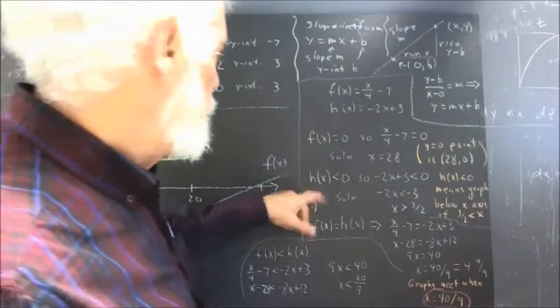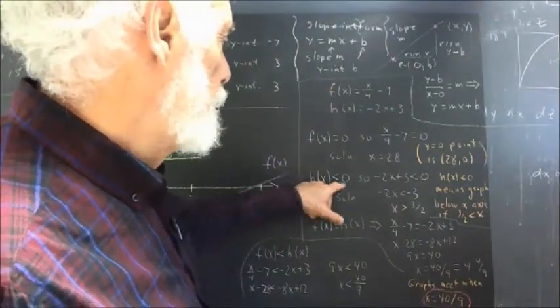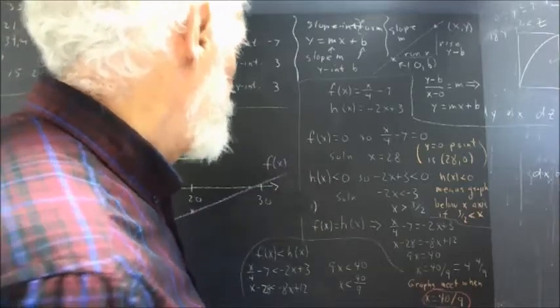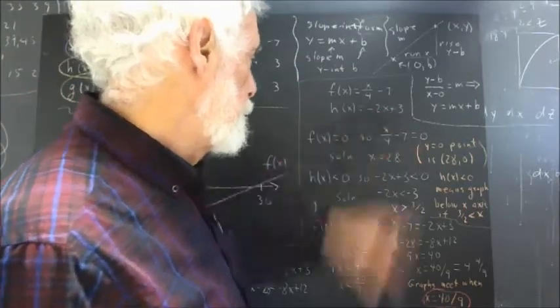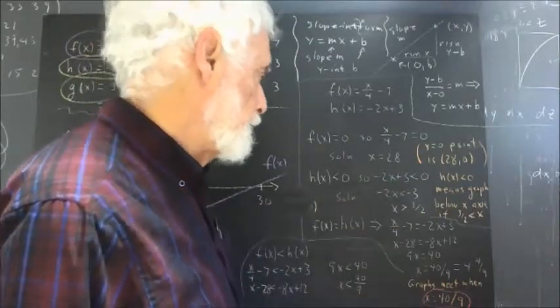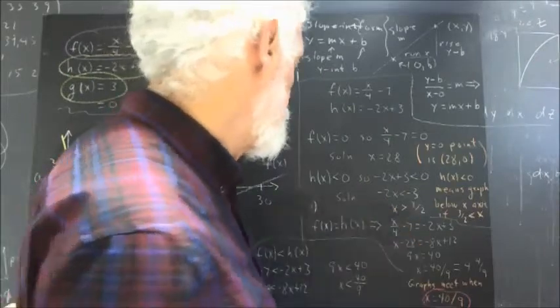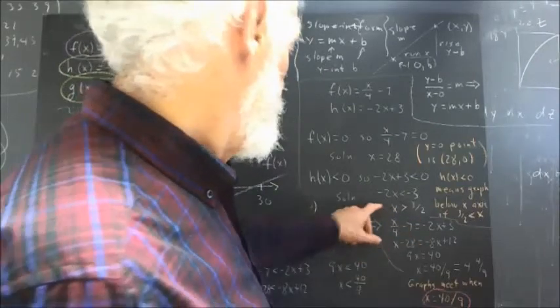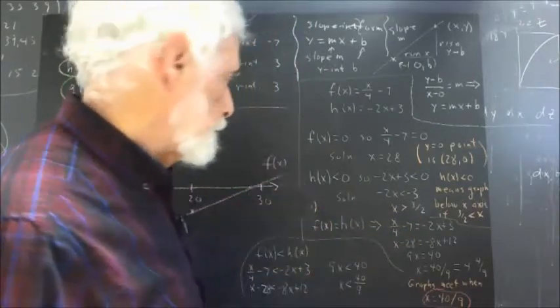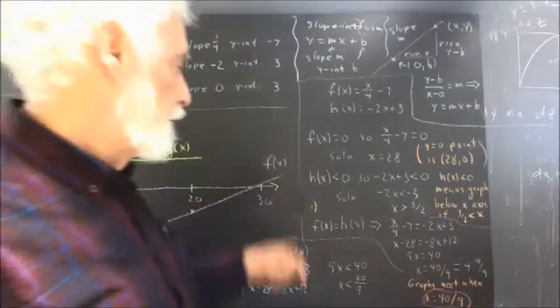Okay, then we have our inequality h of x less than 0. Okay, h of x being negative 2x plus 3, we get negative 2x plus 3 less than 0. Negative 2x is less than negative 3, so x is greater than 3 halves. And that also has something to do with the graph of the function.